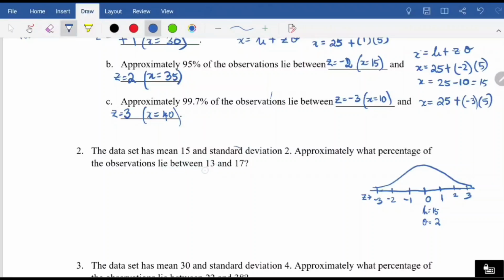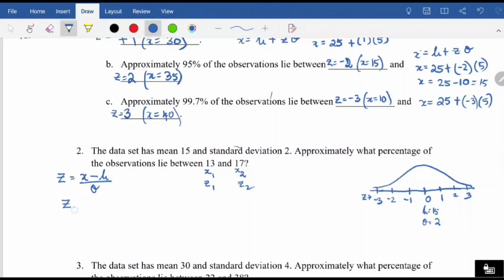So 13 is one of the x values given to us, so I'm going to call that x sub 1, and 17 is the other x value, which is x sub 2. So we have to find the corresponding z sub 1 and z sub 2 values. Again, when we are given individual observation values, the formula for the z-score is x minus mu over sigma, correct?